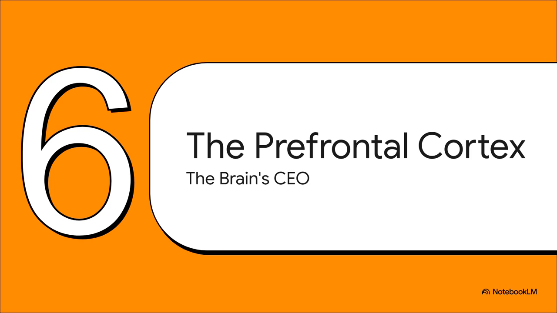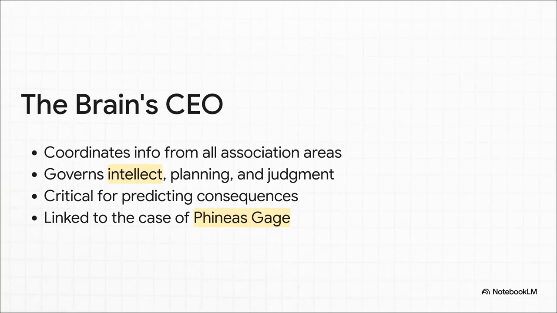All right, and here we are at our final section, number 6. We're going to take a closer look at the prefrontal cortex. This is the most complex, the most recently evolved, and you could argue the most human part of the entire cerebral cortex. It's responsible for all of our so-called executive functions. So you can really think of the prefrontal cortex as the CEO of the brain. It takes in information from all the other association areas and uses it to run our highest level functions: our intellect, our ability to plan and reason, our mood, and our judgment.